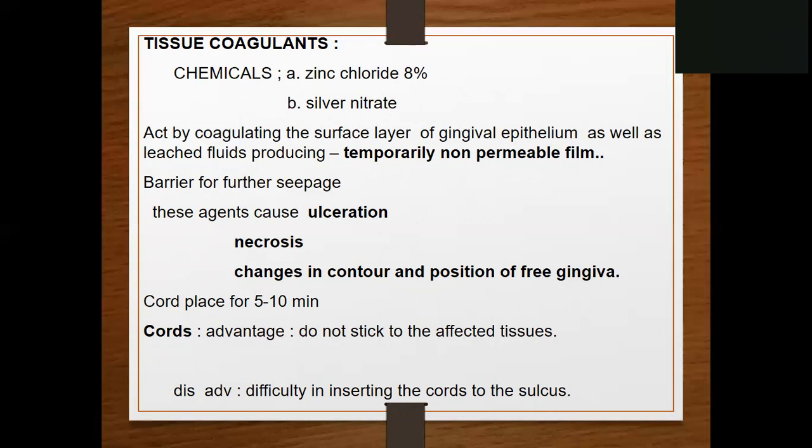The retraction cord has to be placed for 5 to 10 minutes, and the advantage is that they do not stick to the affected tissues. But the disadvantage is we require the cord packer or the plastic filling instrument to insert the cord into the sulcus, and the procedure is quite difficult.